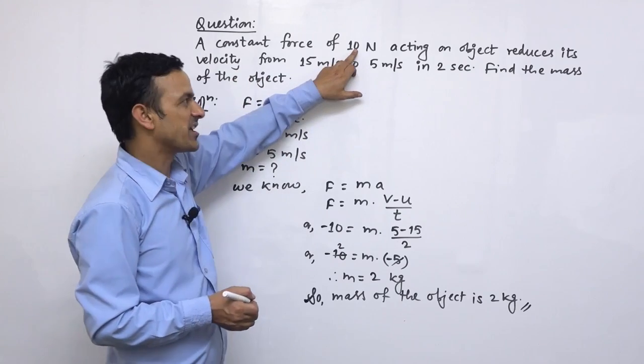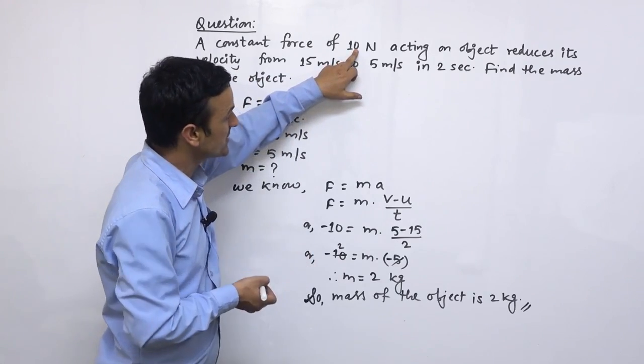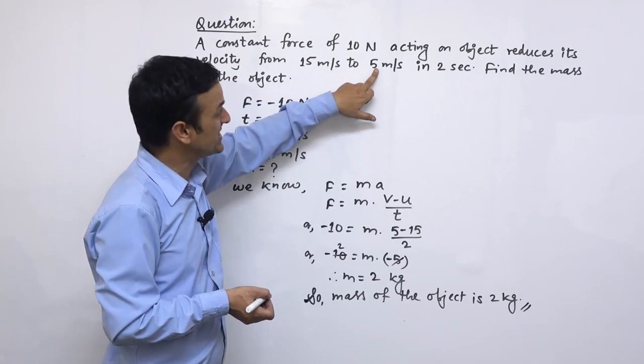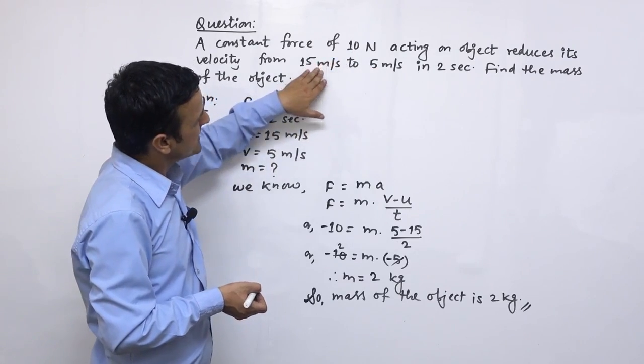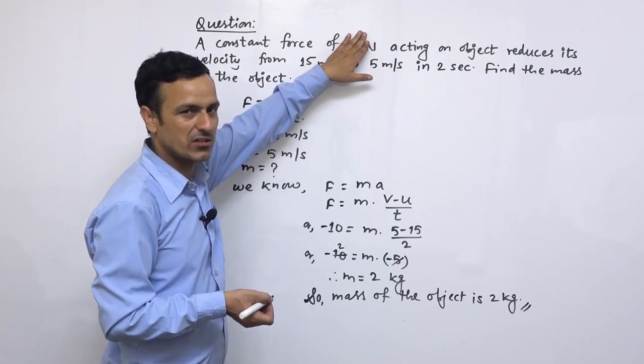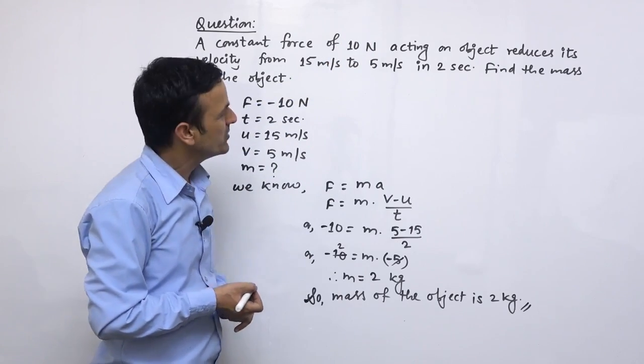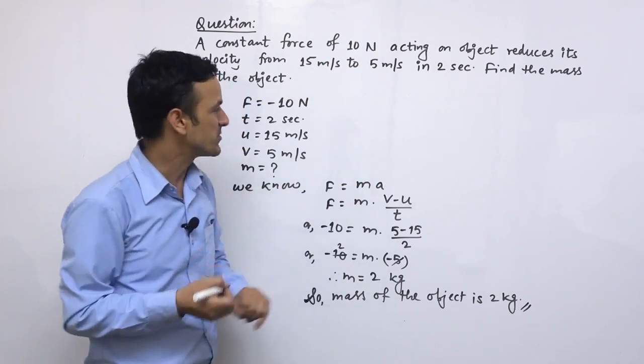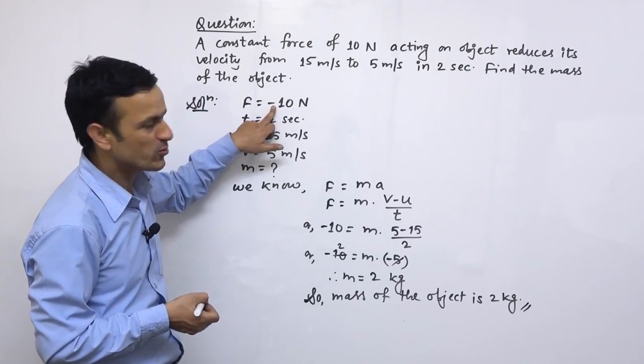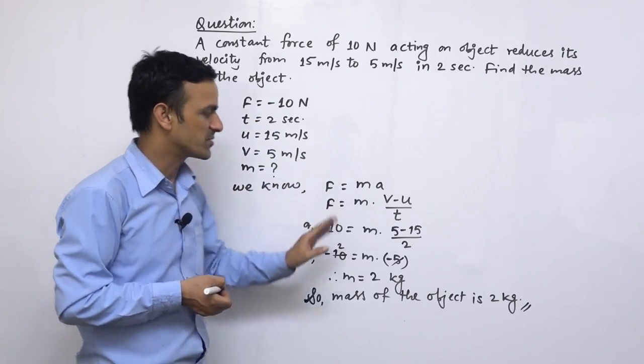So this force is a retarding force, not an accelerating force, because velocity decreases over here. So for velocity to decrease, this force must be a retarding force. This is not an increasing force but a decreasing force, and a minus sign must be written here. So in this way we can solve this problem.